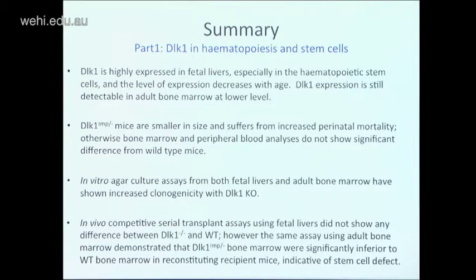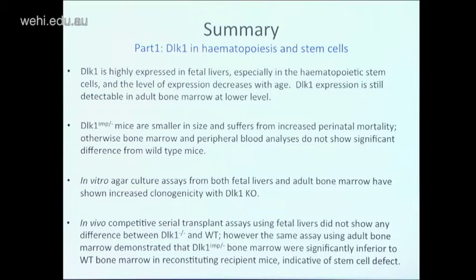So just to tell you the summary before we move on to the next section, Dlk1 is highly expressed in fetal livers, and especially in the stem cells, and their level of expression decreases with age. It's still detectable in the adult bone marrow, but at a lower level. The Dlk1 imprinted knockout mice are smaller in size, and they suffer from increased perinatal mortality. But otherwise, the bone marrow and the peripheral blood analysis do not show much significant difference between the imprinted knockout and wild-type mice. The agar culture assays from both fetal livers and adult bone marrow show increased clonogenicity with Dlk1 knockout, which has been shown before.